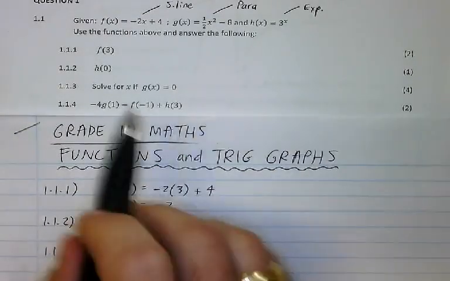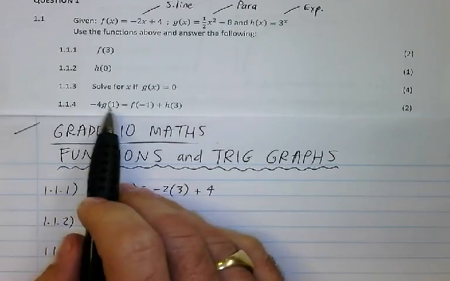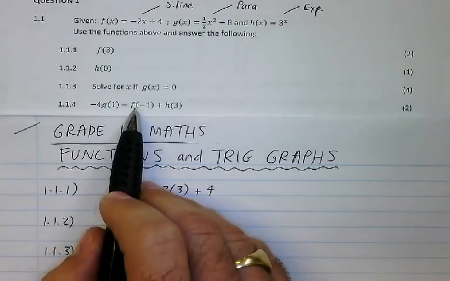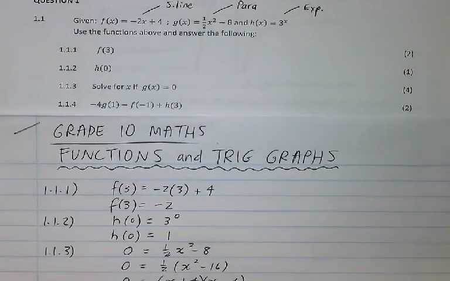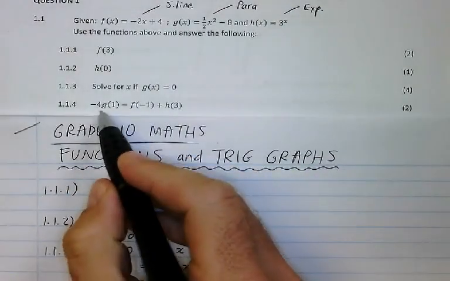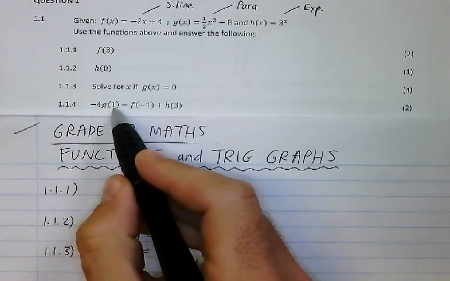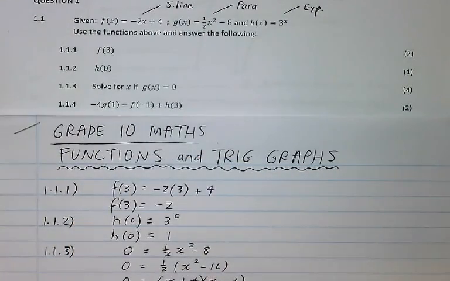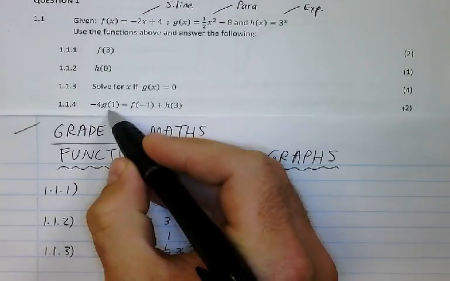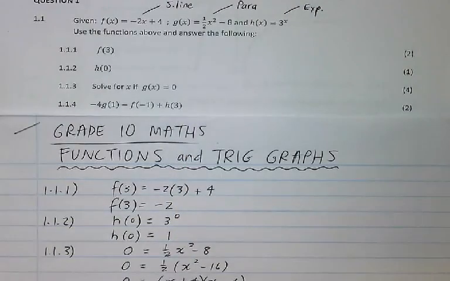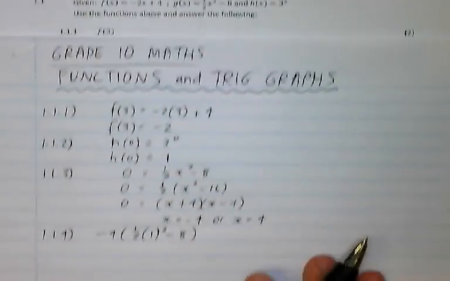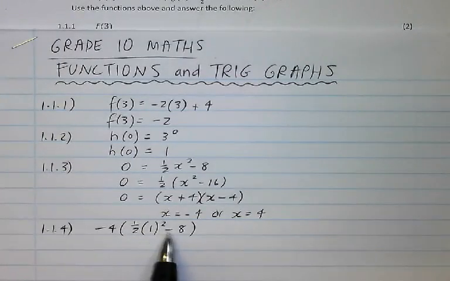1.1.4 asks you to work out negative 4 of g(1) minus f of negative 1 plus h of 3. So moving on to this one, it's a case of subbing in. So negative 4 times g of 1 would mean negative 4 brackets. Now we sub 1 into the g(x) equation over there. In other words, a half times 1 squared minus 8. Happy? You can see it there. A half times 1 squared minus 8.